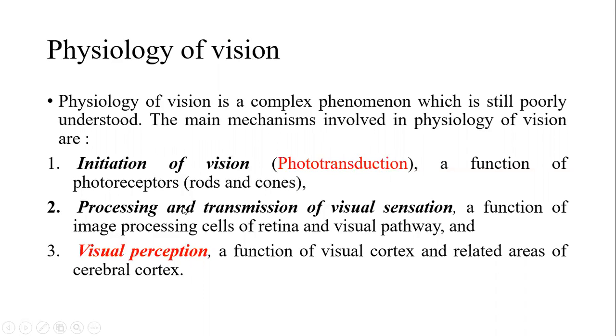Second, the processing and transmission of visual sensation, a function of the image processing cells of the retina and the visual path. So this is the in-between process. Initiation of vision, then processing of the vision, then transmission. The third one: once the process has been completed, the perception of the total thing is called visual perception, a function of the visual cortex or brain, the related areas of the cerebral cortex. So these are the three things happening in the physiology of vision.